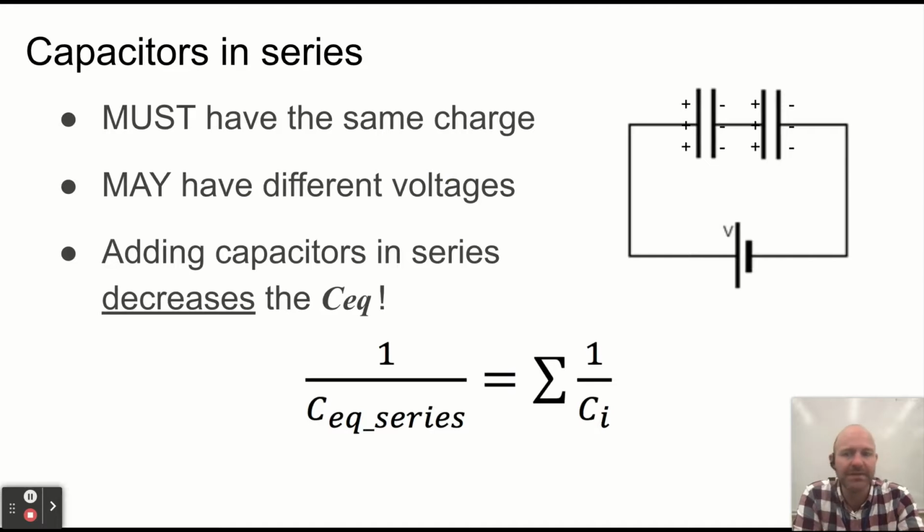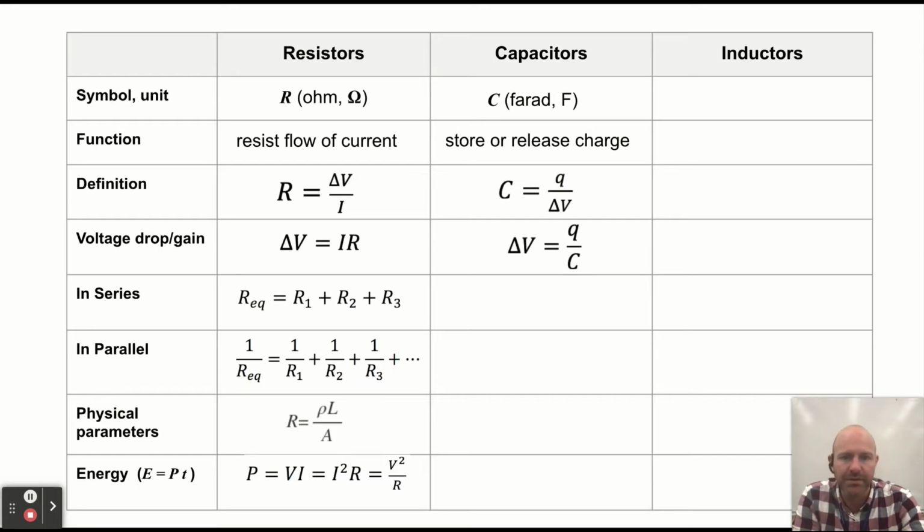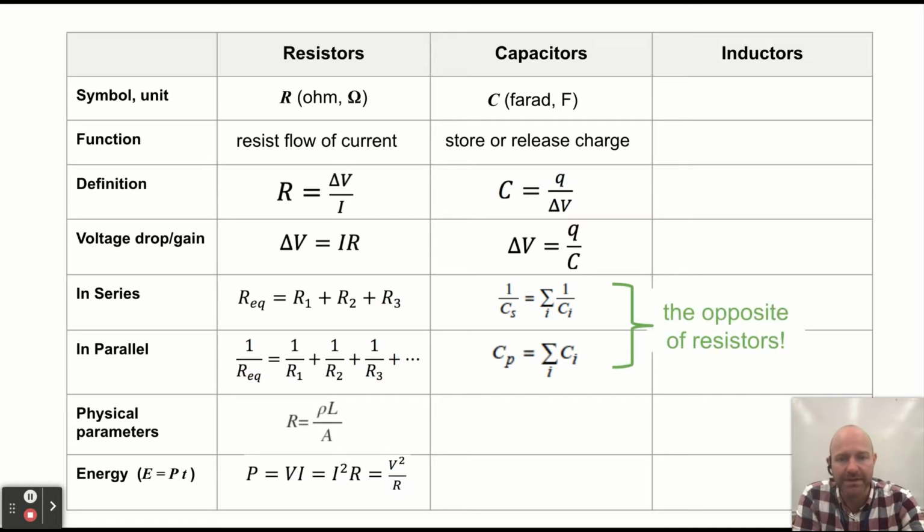Capacitors in series must have the same charge. They could have different voltages. And if you add them in series, it decreases the CEQ. Right? So that leads us to capacitors. Measured symbol C for capacitor, measured in farads, capital F. They store and release charge. C equals Q over delta V. Delta V is Q over C. In series, they add like reciprocals. In parallel, they add directly. These are the opposite of resistors.